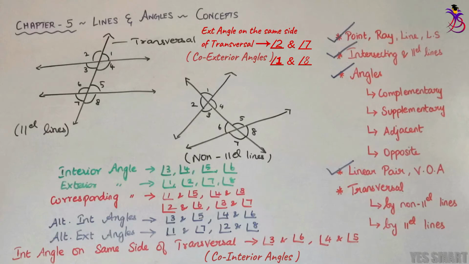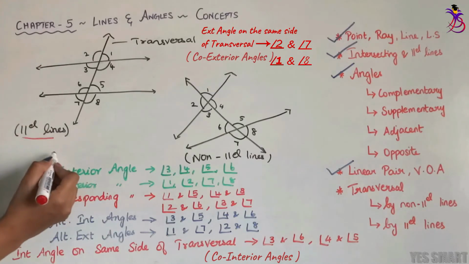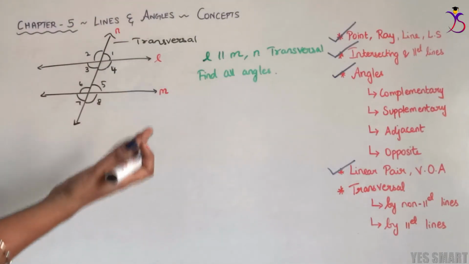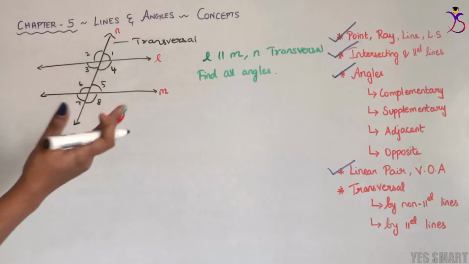So these are the different types or categories of angles that are formed when a transversal cuts parallel lines or even non-parallel lines. So these are the different types. Now let's look into the properties.